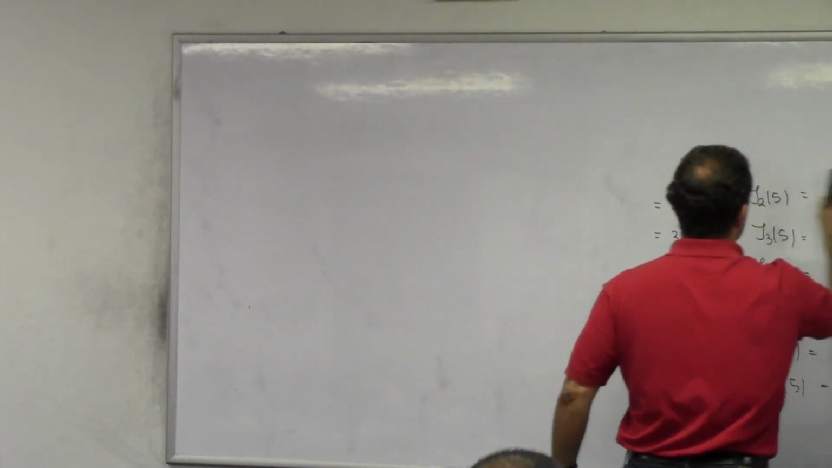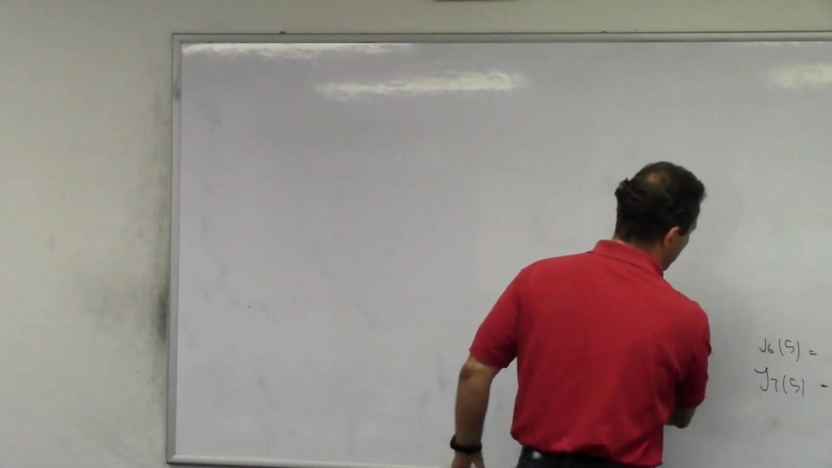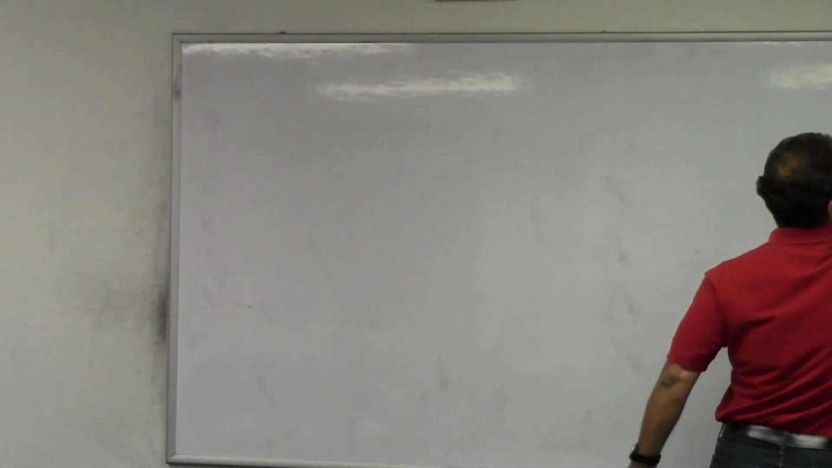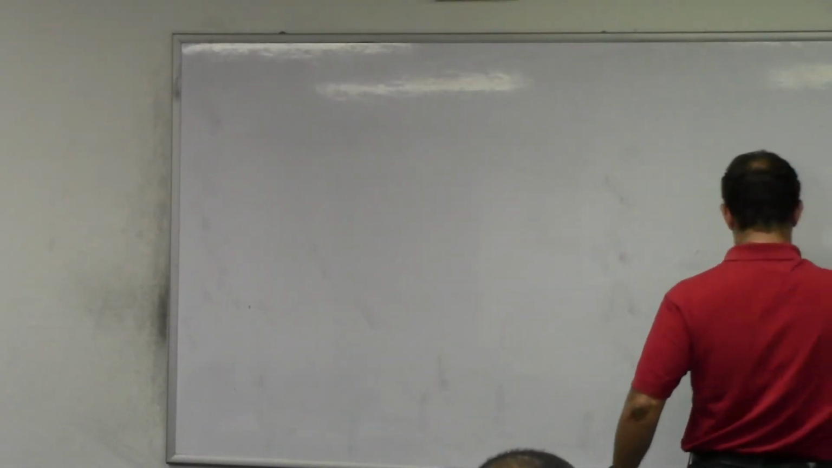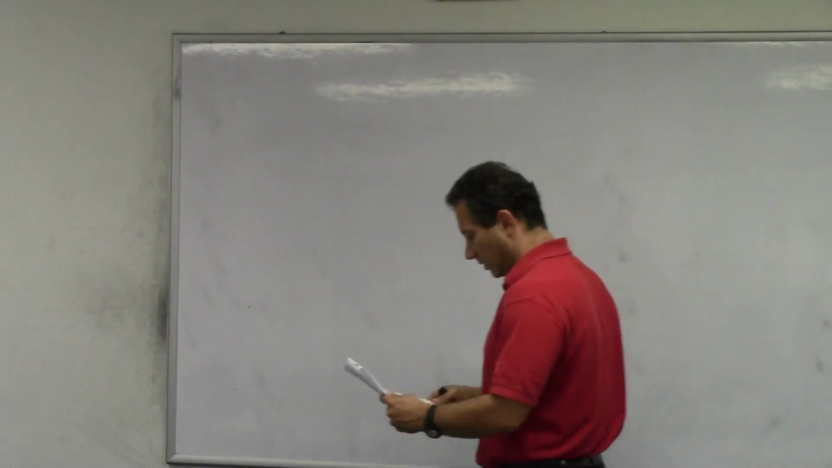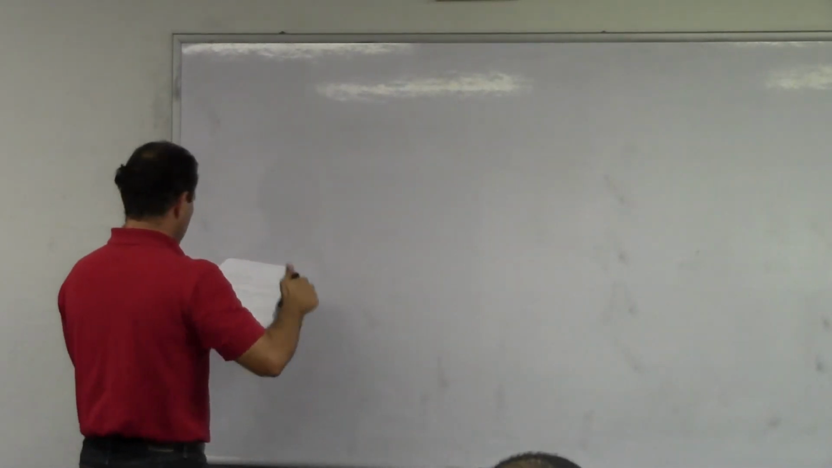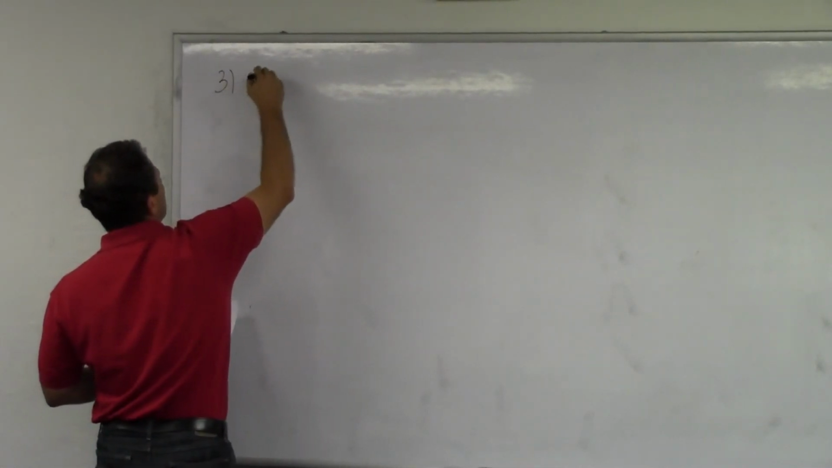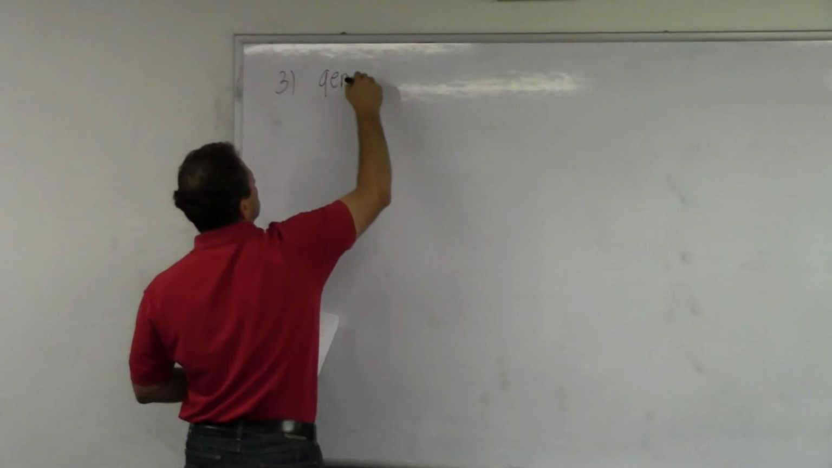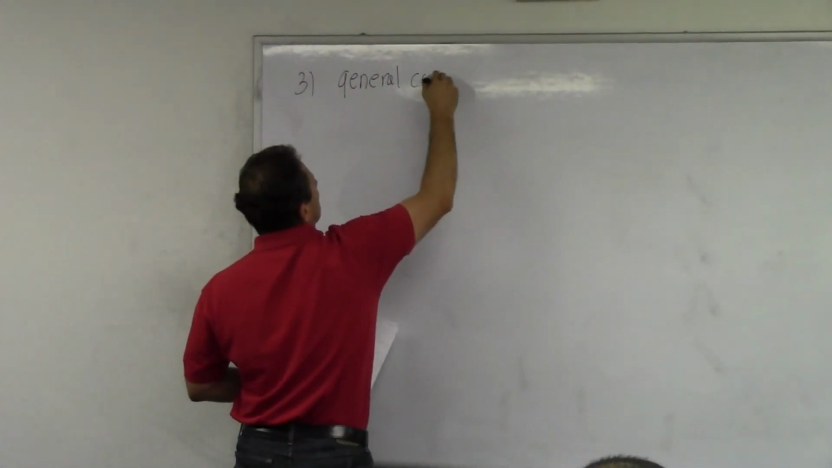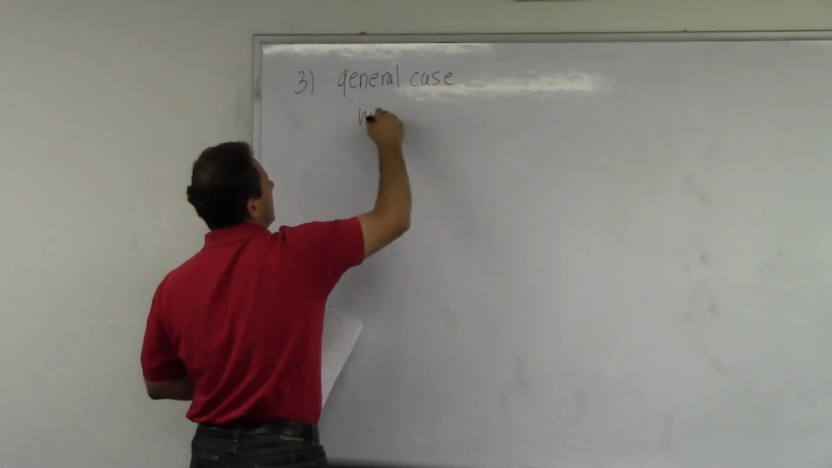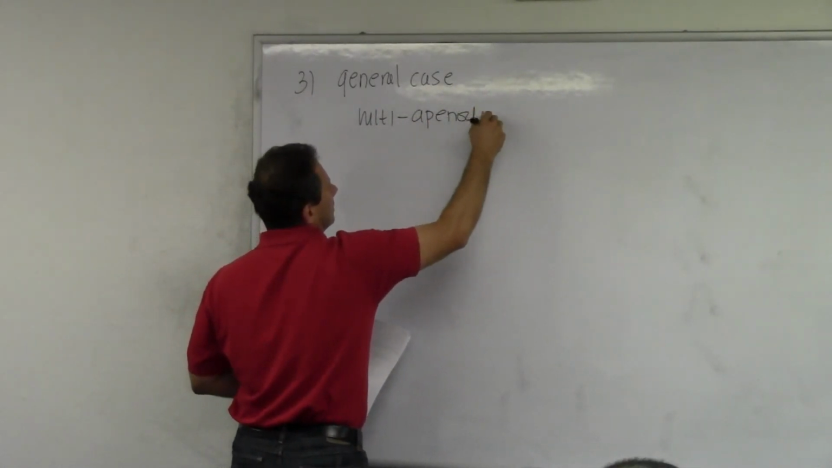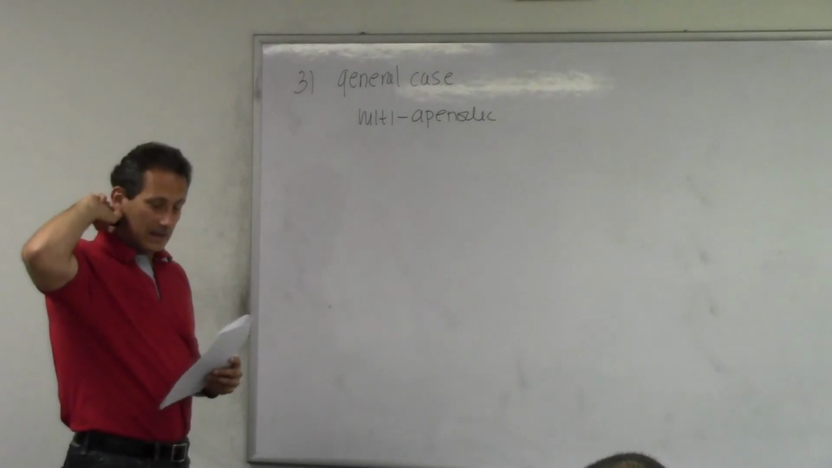I don't want to go into that because there's a lot of math, but the end result is quite simple. So let's just focus on the end result and try to explain what it means. So in the general case, this is now case 3. In the general case, m of t is aperiodic, which means not periodic, any kind of signal.